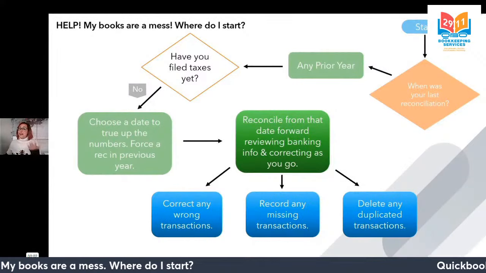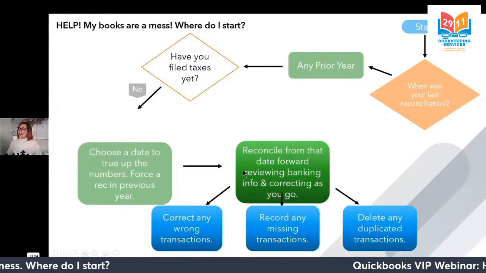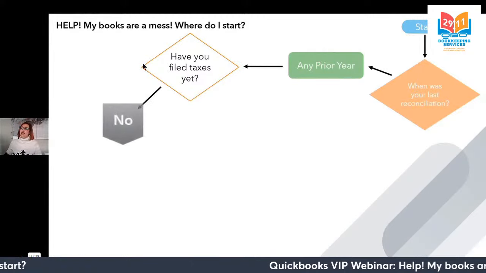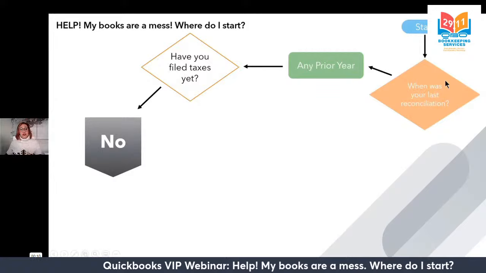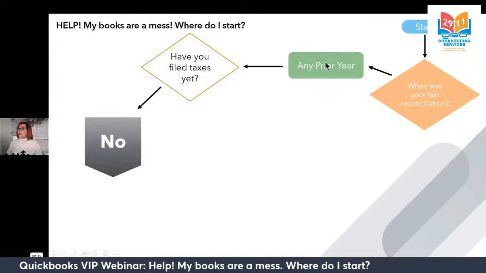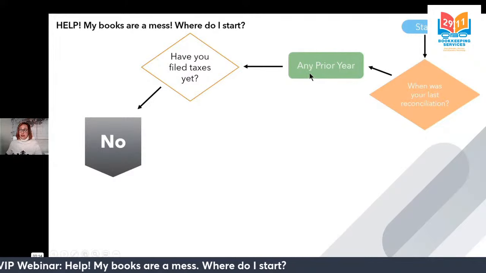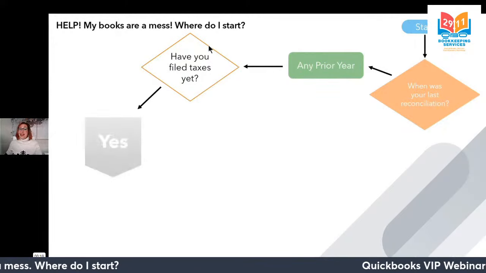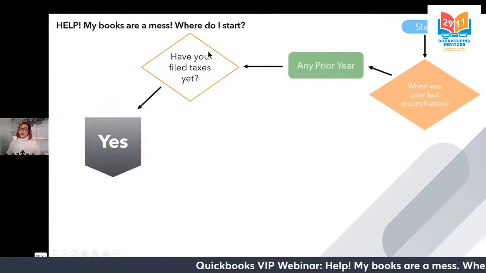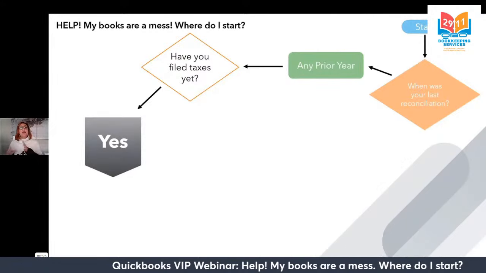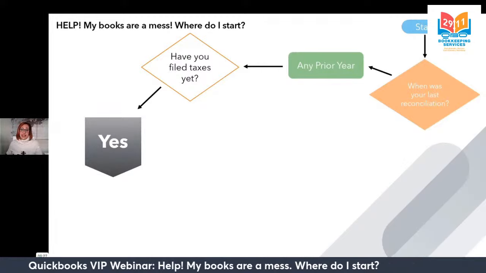Let's take a look at another example of a mess. And let's circle back to this question here. Have you filed taxes yet? Remember, when we were taking a look at when our last reconciliation was, it was a prior year. And let's say in this example, we have filed taxes for that prior year. What do we do? Remember, we always need to preserve our financial integrity.